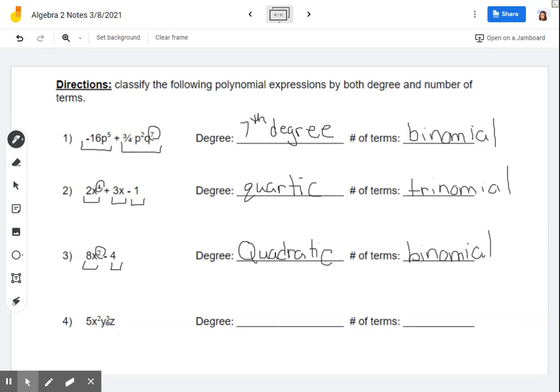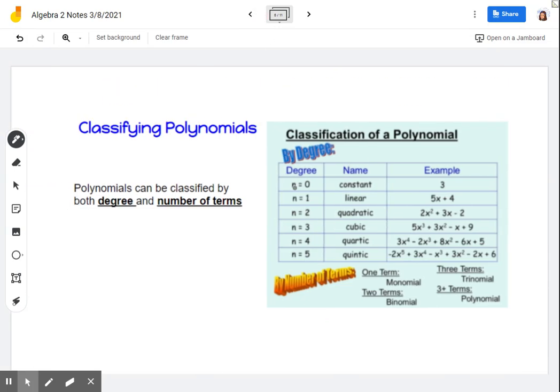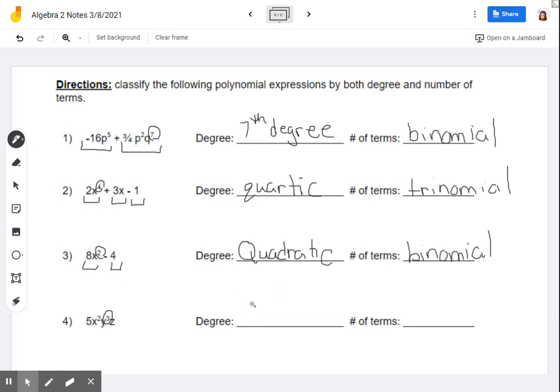For our degree here, highest degree I see is a 3. So this is going to be 3rd degree. Remember, we're calling that a cubic. And there's nothing being separated by pluses or minus signs here. So even though we have 3 variables, it doesn't matter. There's no pluses or minuses. So we actually only have 1 term here. So we can call this a monomial.